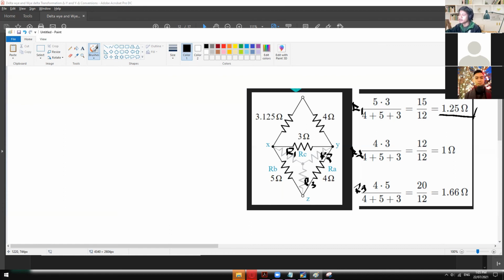So if you want to solve for R2, then you're dealing with these 2 resistors right here. So 3 ohms times 4 ohms, which is 12. If you want to solve for R3, then you're dealing with RA and RB, which is 4 times 5 ohms, which is now this one. And then you have the same denominator, which is 12. So here 12 divided by 12 is 1, and then 20 divided by 12 is 1.66.